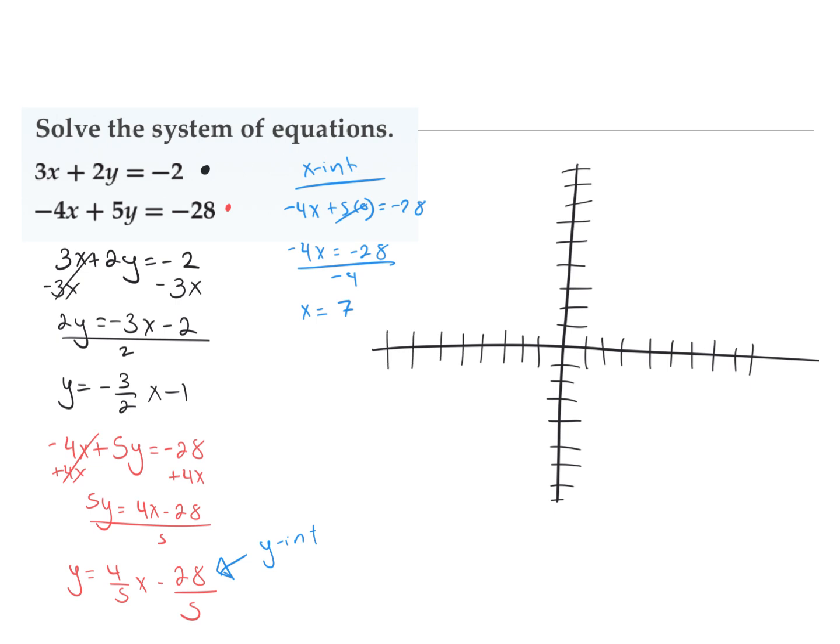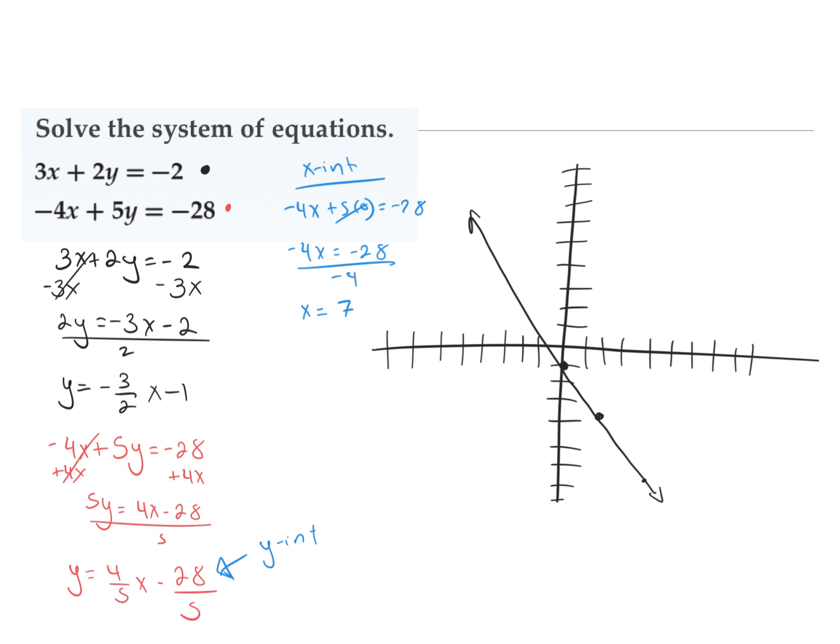So we're going to start the line that I did in black. We're going to start at the negative 1. We're going to go down 3 and 2 to the right. Down 3 and 2 to the right. So it's kind of going to look like this. Again, this is not perfect.